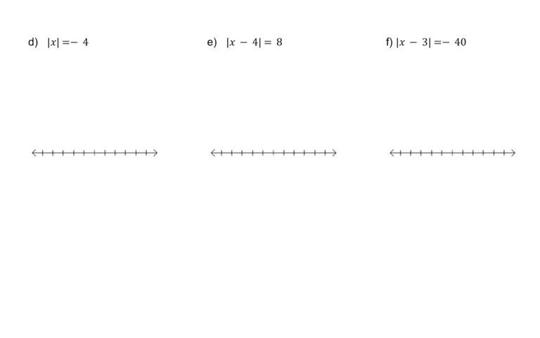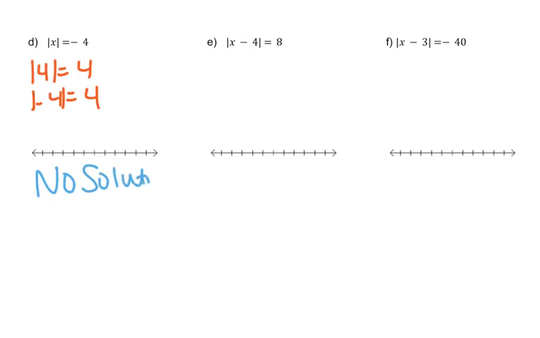Okay, let's think about this. The absolute value of what would give you negative 4? When is an absolute value answer ever negative? It's not. There's no number you could think of. You can't do 4 because the absolute value of 4 is 4. You can't do negative 4 because the absolute value of negative 4 is 4. So this one has no solution because you will never have a negative 4 as your answer.